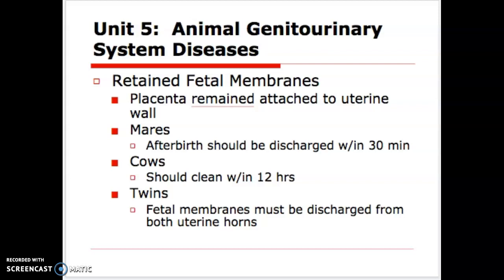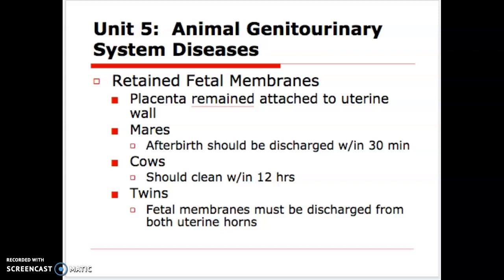And that's a main piece of some of the different things that feed the placenta. What happens whenever we get retained fetal membranes is those caruncles and cotyledons do not separate well. So in mares, a mare that's just foaled, that afterbirth should be discharged within 30 minutes. Retained fetal membranes in horses is quite rare. If you have a horse that has a retained fetal membrane past 30 minutes, you've got a significant problem, and they are highly susceptible to getting very, very sick. So that probably warrants a call to your veterinarian.